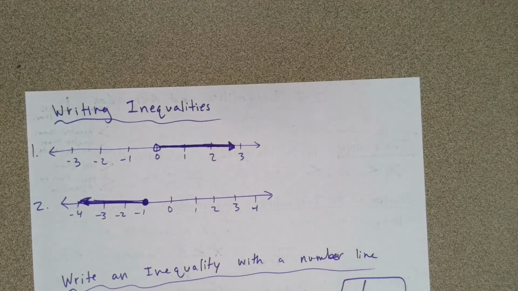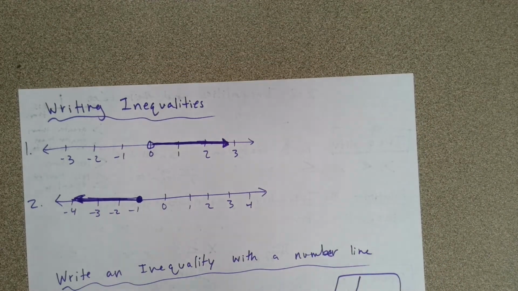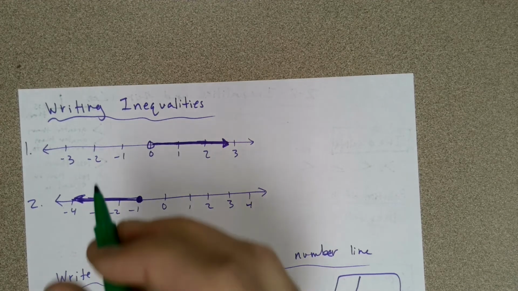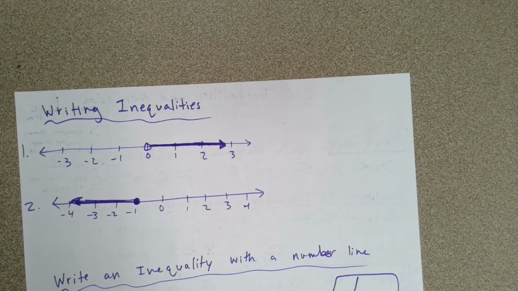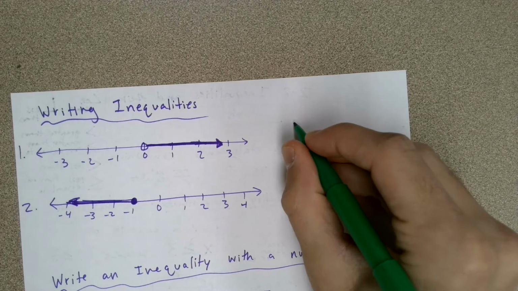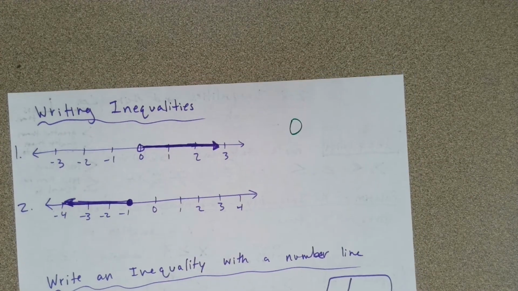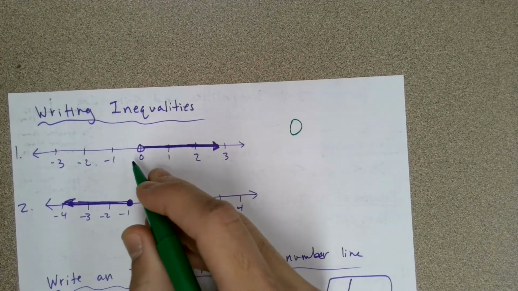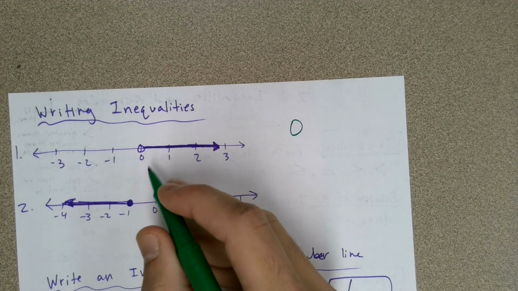Uh-oh. Look at this. They gave us our number lines already, but they did not give us our inequalities. So we're going to practice writing them. Okay. Well, I see 0. 0 is our mark here. That's where our dot is sitting. So I know that's going to be part of it.